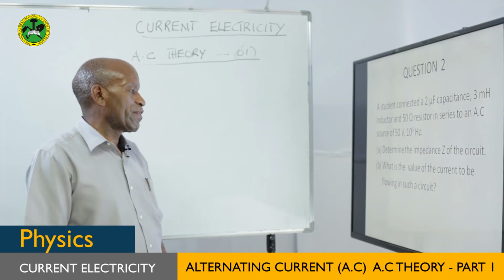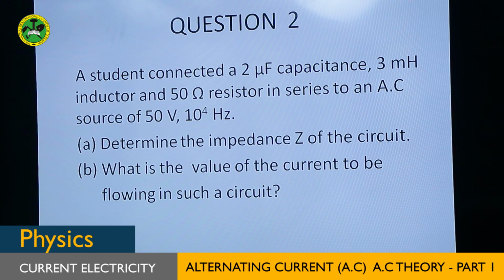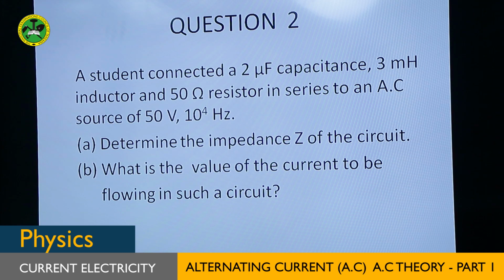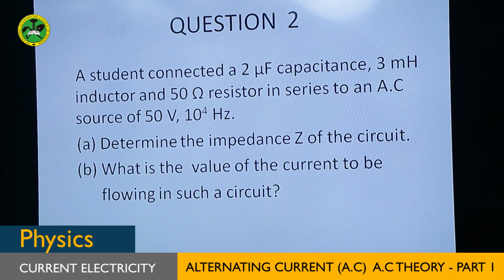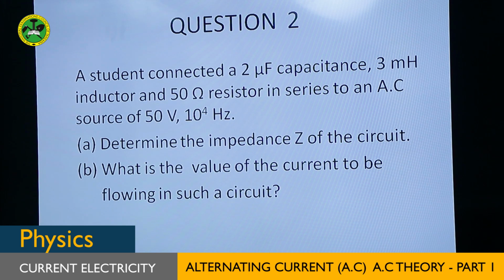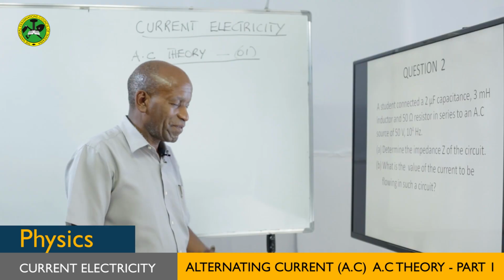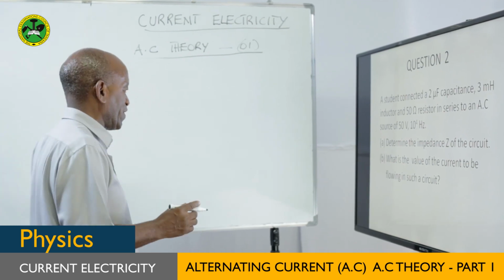Here is the question. A student connected a 2 microfarad capacitance, 2 millihenry inductor, and 50 ohm resistor in series to an AC source of 50 volts and 10 power 4 hertz. That is 10,000 hertz. A. Determine the impedance of the circuit. B. What is the value of the current flowing in such a circuit? This question, if you follow me, is very easy.